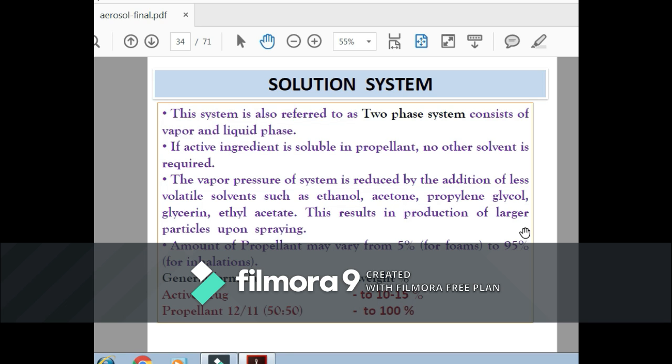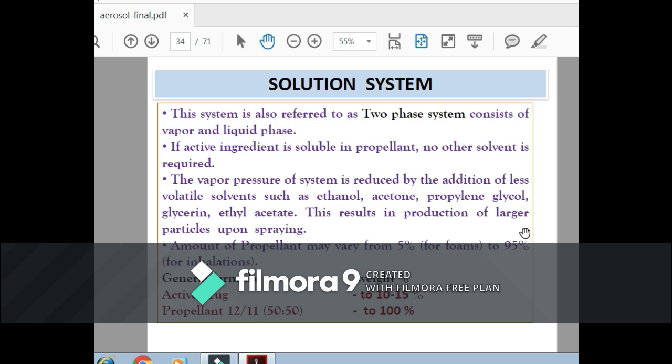So in case of emulsion, suppose we are adding oil in water, then it is called a biphasic system. In your solution system, your drug plus propellant in the dissolved form is one component, and your gas is the other component. So both are called a two-phase system inside your container. This is called the solution system, and the solution system consists of two phases.